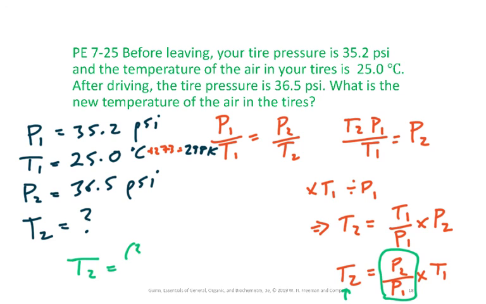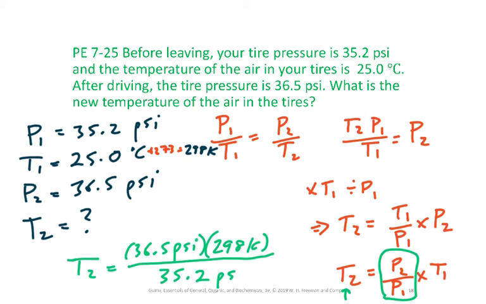So we have 36.5 psi times 298 K over 35.2 psi, and that equals, just running out of a bit of room here, 309 Kelvin.